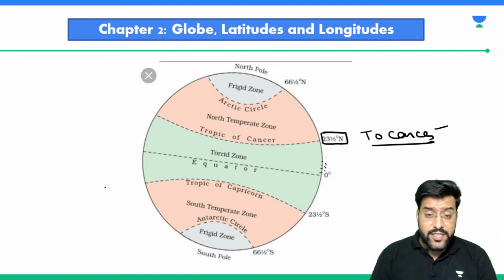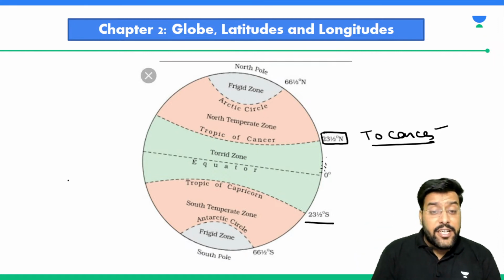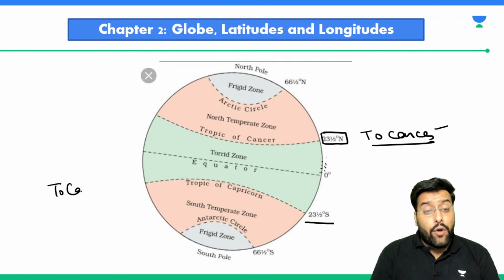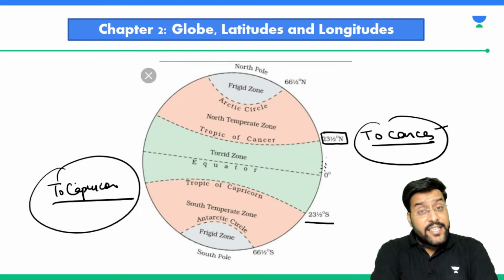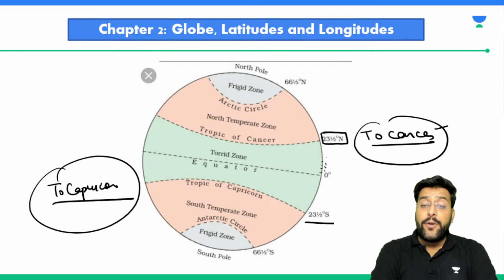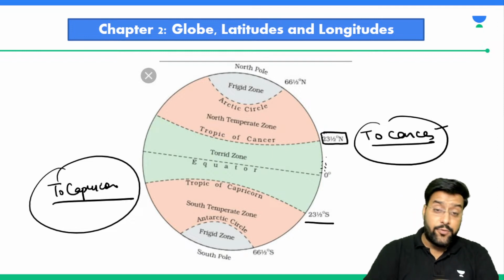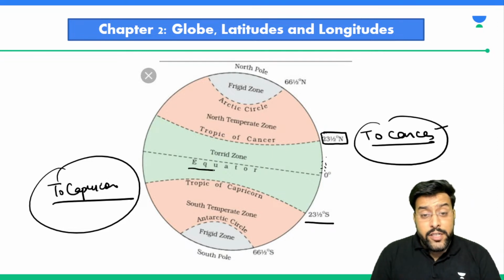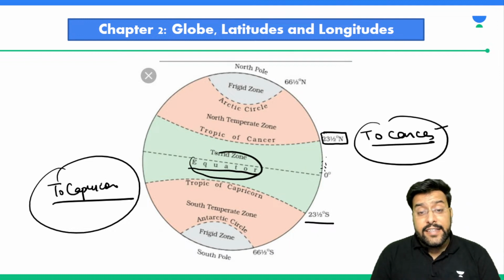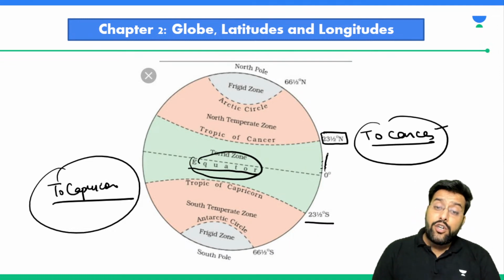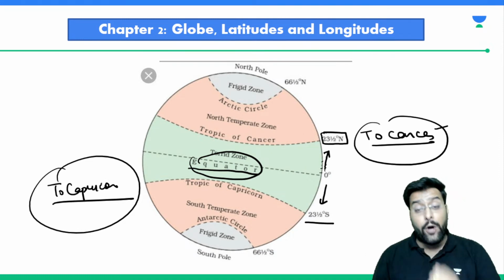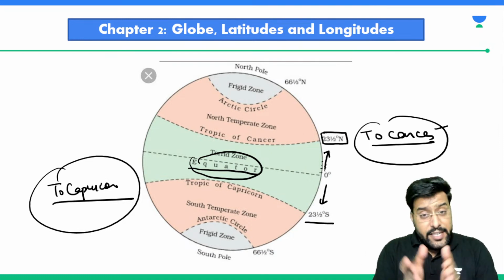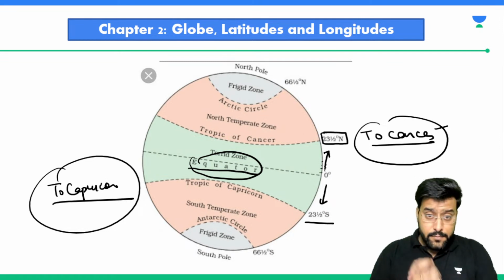Simultaneously, coming downwards at 23.5 degrees south, we have Tropic of Capricorn. You need to remember Tropic of Cancer and Tropic of Capricorn. Tropic of Cancer is 23.5 degree north, whereas Tropic of Capricorn is 23.5 degrees south. And all this starts from what? All this starts from the equator, that is the 0 degree. So Tropic of Cancer and Tropic of Capricorn are equidistant from the equator. They are situated at an equal distance.